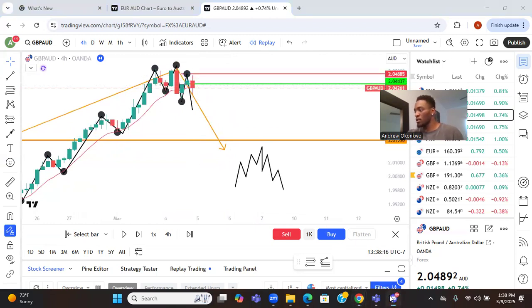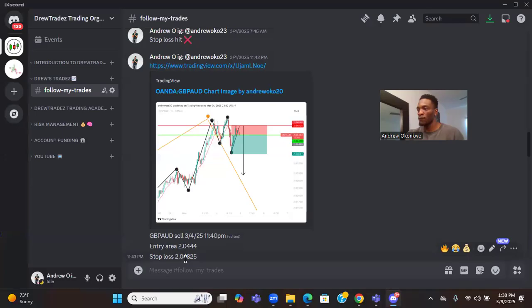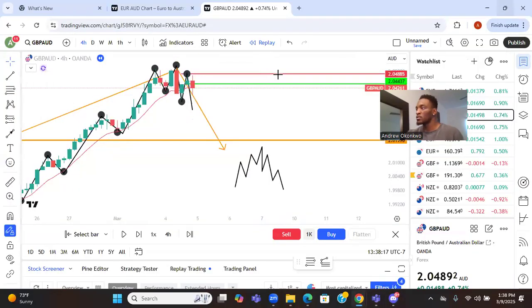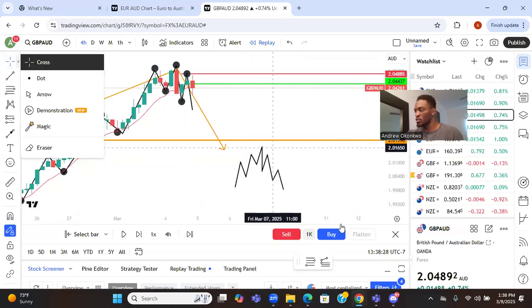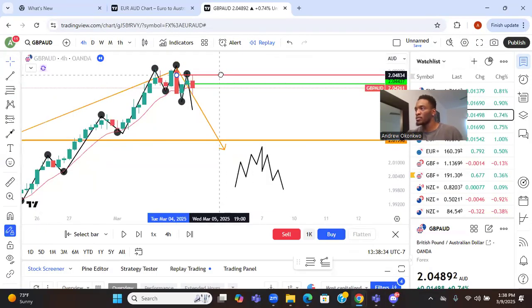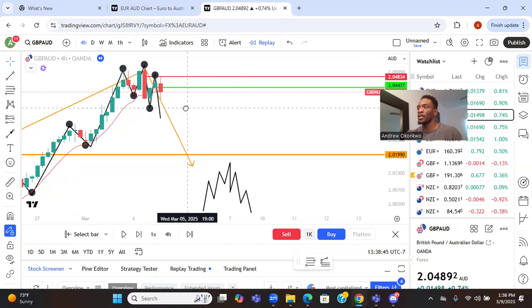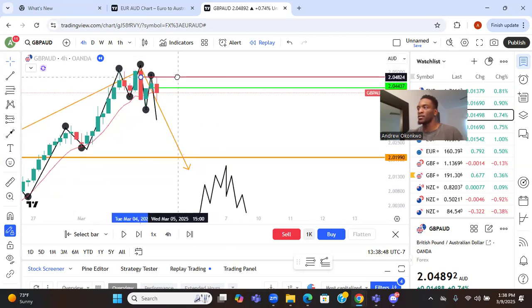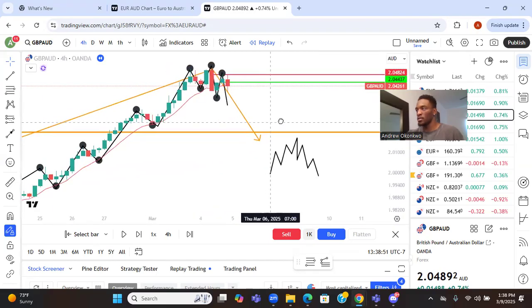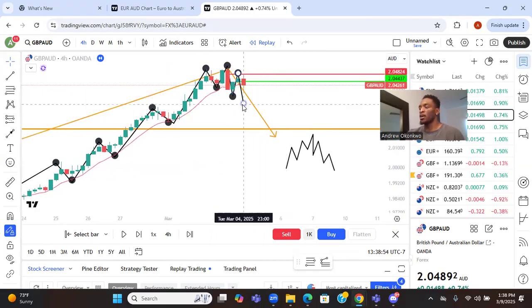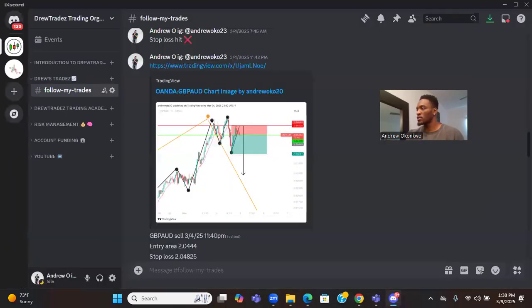This was our stop loss. The stop loss was at 2.04825. Okay, it was up into here somewhere. Let's put it right there. 825. Okay, 825, and then our take profit was at 2.034.